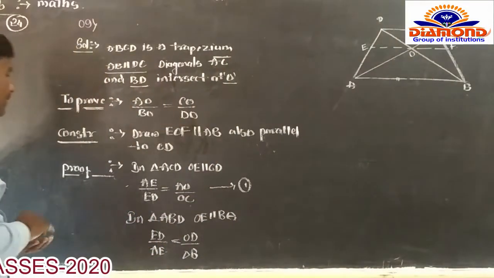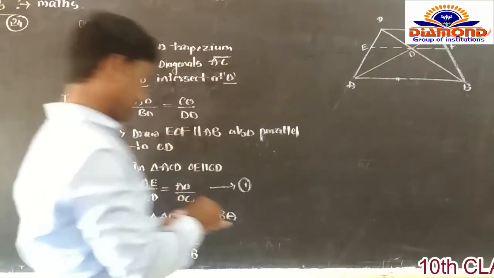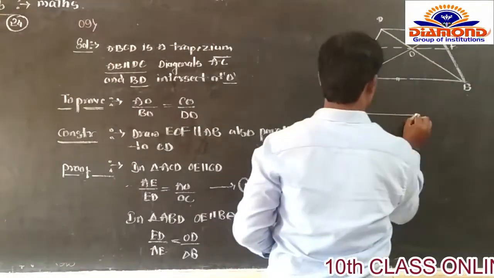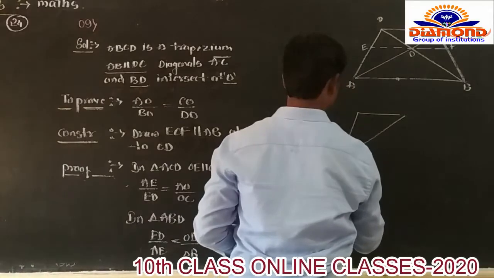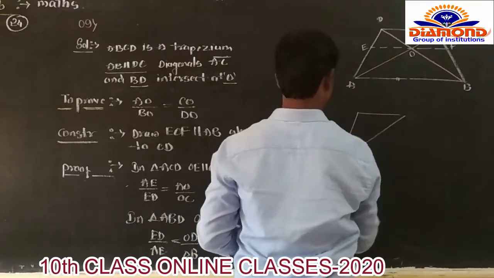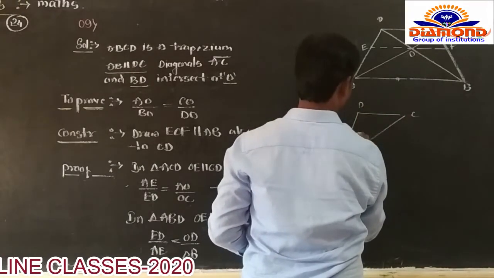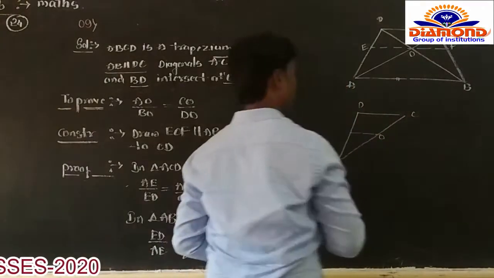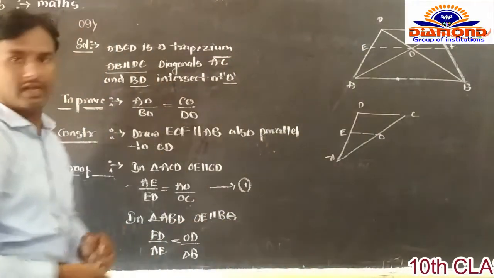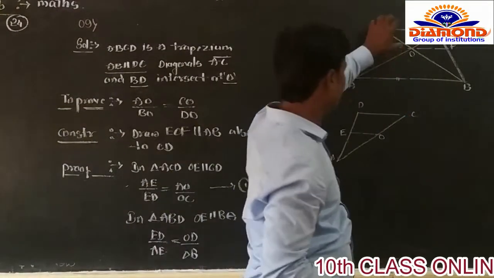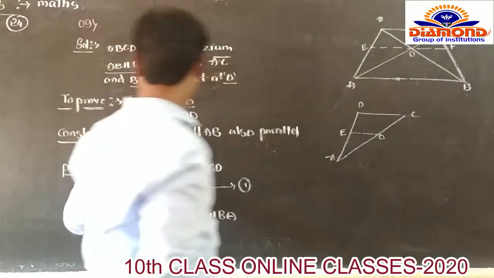Now I am taking triangle ACD. Where is it? Locate it on the board, in this trapezium. Inside the trapezium I have taken A, C, D as a separate triangle, with O and E here.